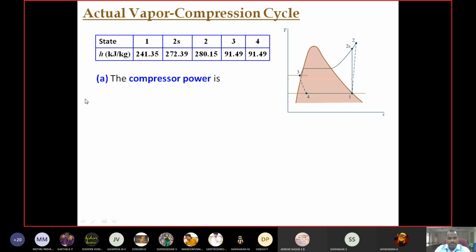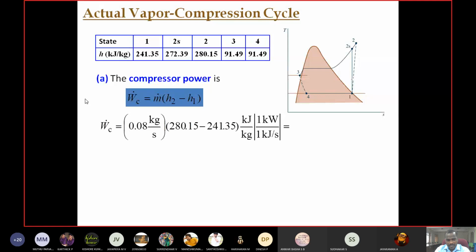First we need to find the compressor power. We have the formula, compressor power equals m dot times H2 minus H1. We can directly use the given data to get the compressor power. That will be in kilowatts, approximately 3.1 kilowatts.